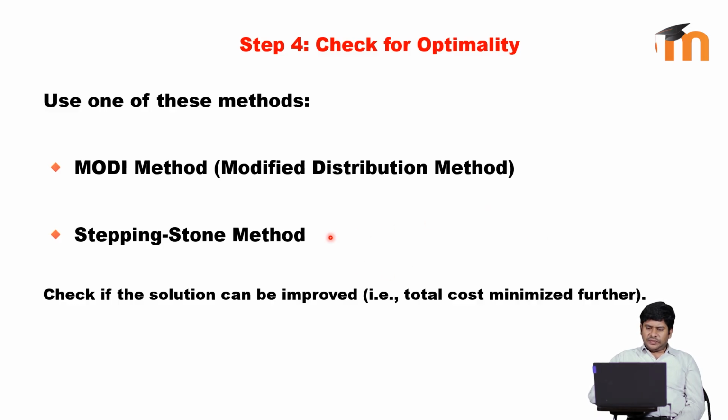By using these 2 steps, I mean step 1 is to find the IBFS, and step 2 is the optimality check. Generally, in many of the problems, they will ask us to find only the IBFS. In further steps, they will ask you to do the optimality check by using either of these methods.